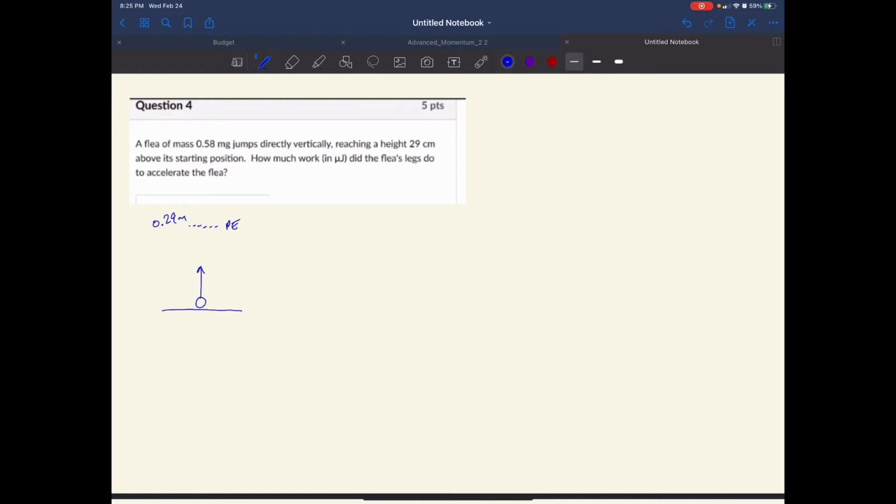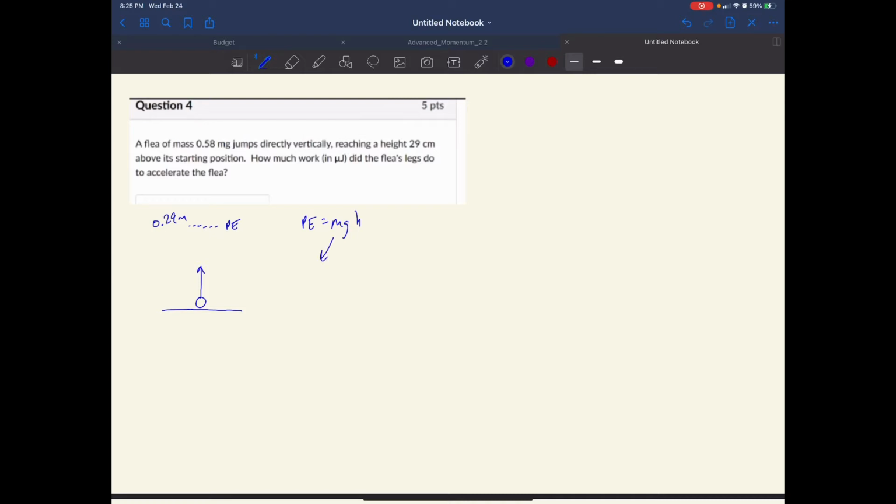So where did that energy come from? It came from the work done by the flea's legs, right? So it was zero energy. The flea's legs did a bunch of work. Remember, work is a transfer of energy. And that's where it got the PE from. So PE is equal to mgh. And we're almost there already.